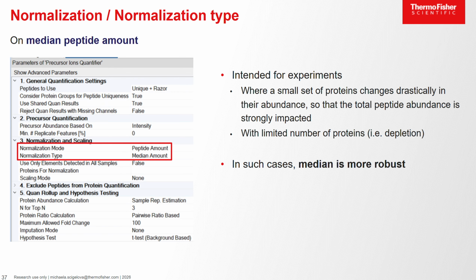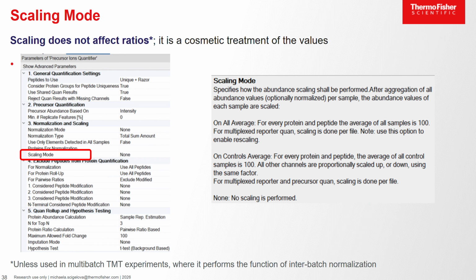So once again, highlighting the usefulness of having the option to normalize not only on total amount, whether it's all the peptides or just the specific ones belonging to a particular protein, you can opt for using the median. And I described the situation where a small set of proteins is drastically changing. That's where this should give you a better, more robust result.